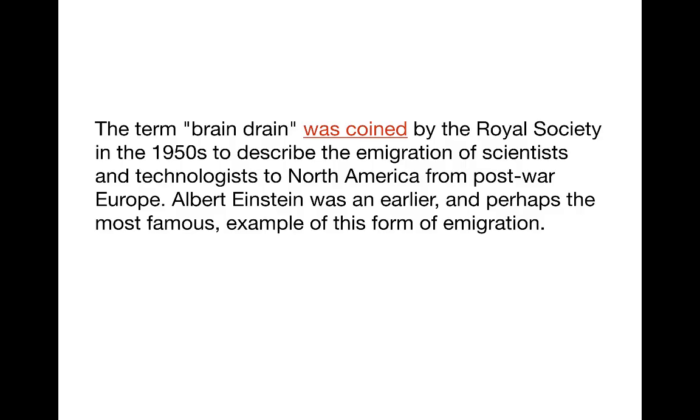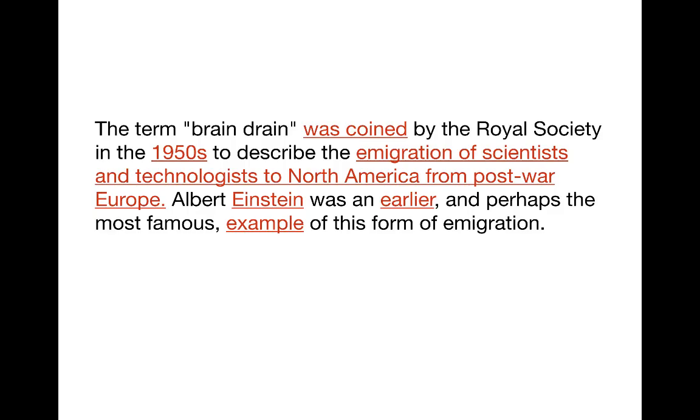So, if you remember the question, which we'll check in a moment, you might see here that there are several keywords from the different choices. I'm going to highlight them now. We've got 1950s because we're looking for when this term was first used. Emigration of scientists and technologists to North America from post-war Europe. And we've also got Albert Einstein, and he was given as an earlier example. So, if he was an earlier example, well, that's not the correct answer then, because he was an example of this brain drain before the term was used.